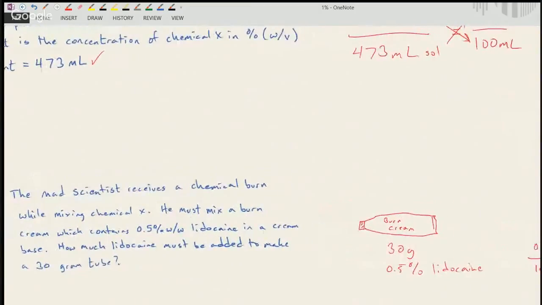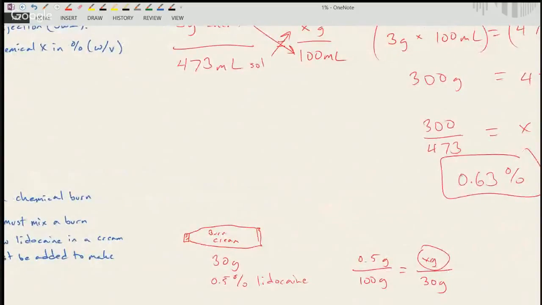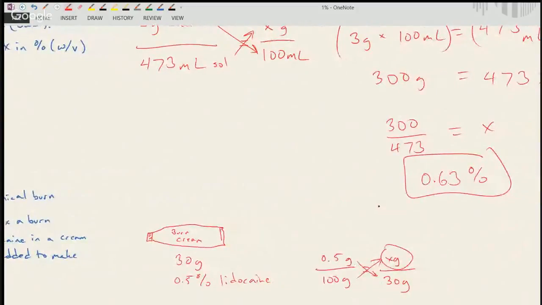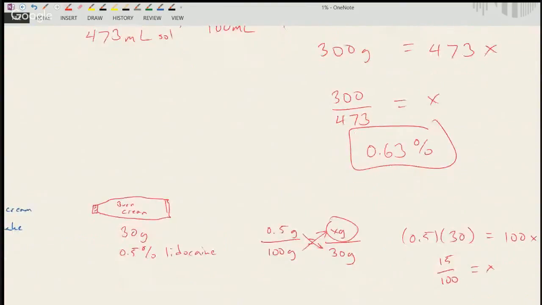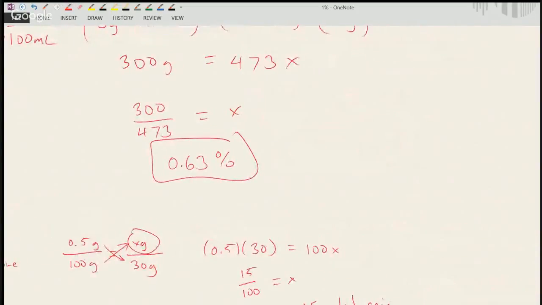How much lidocaine must be added to make this 30-gram tube? So let's cross multiply. 0.5 times 30 equals 100 times X. So that's 15 divided by 100 equals X. So we would need to add 0.15 grams of lidocaine. What would that look like?